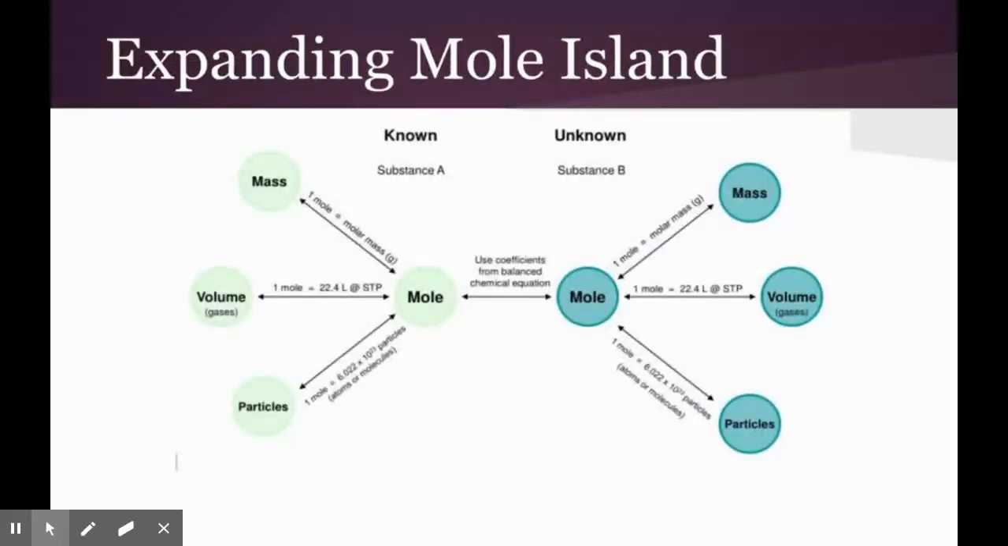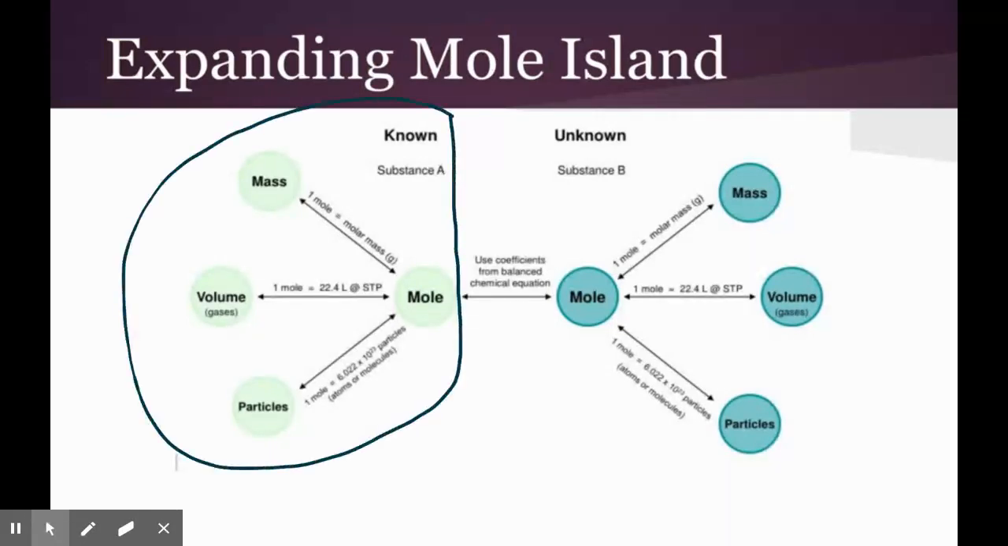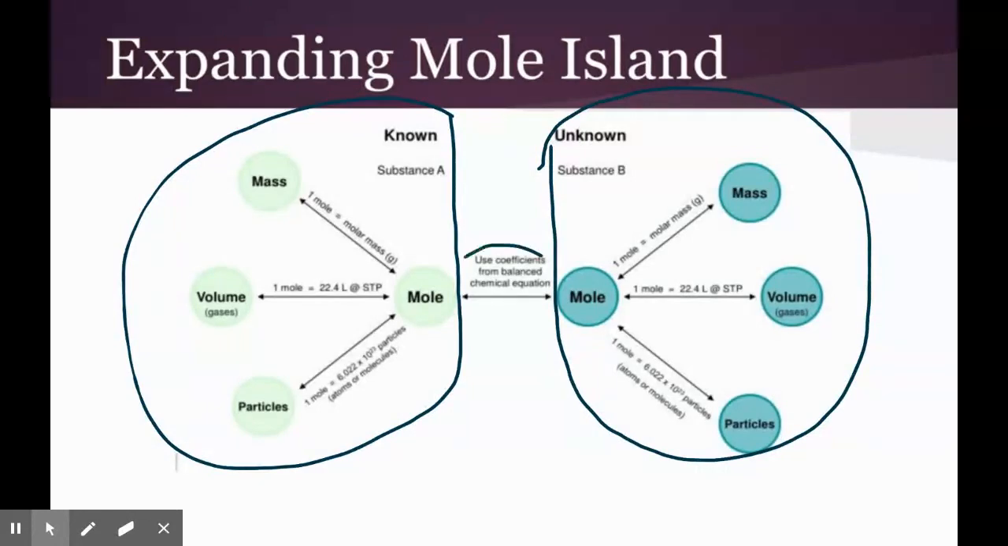Okay, so now we're going to look at an expanded version of mole island. You should already be familiar with mole island from Unit 4 within one substance. So we know we can convert between mass, volume, particles, and moles of one substance. Now we're going to add a second substance on the right side, and it's the mole ratio that helps us convert from moles of one substance to moles of another substance. So this is the step we're going to focus on right here, using the mole ratio to go from moles of substance A to moles of substance B.